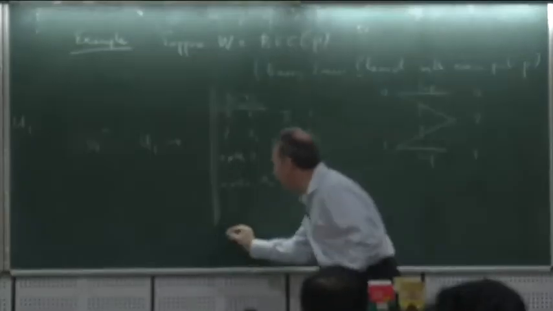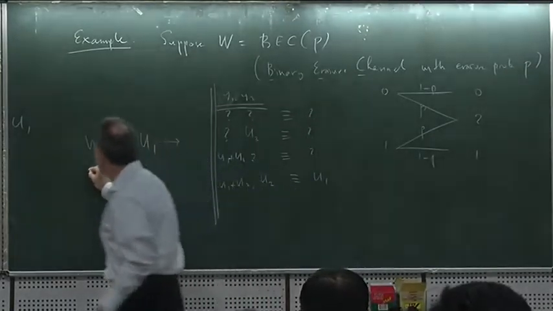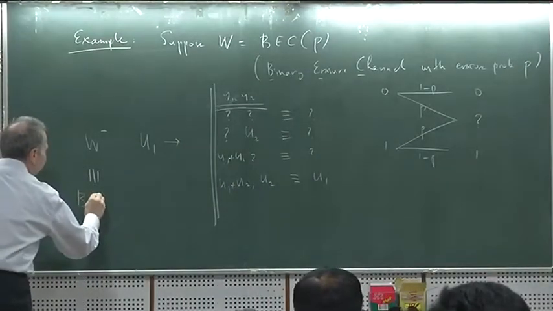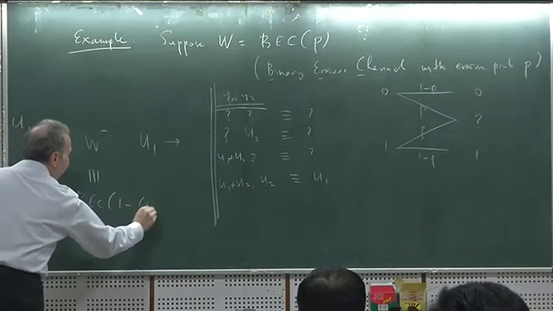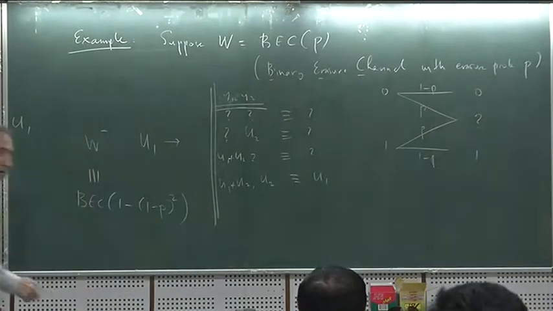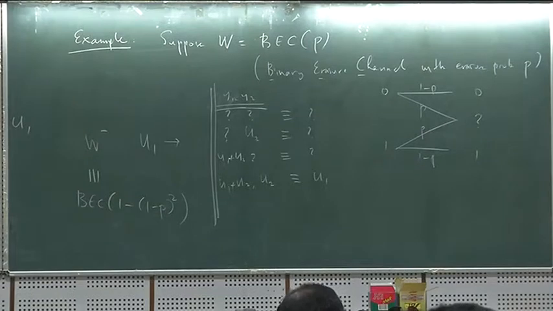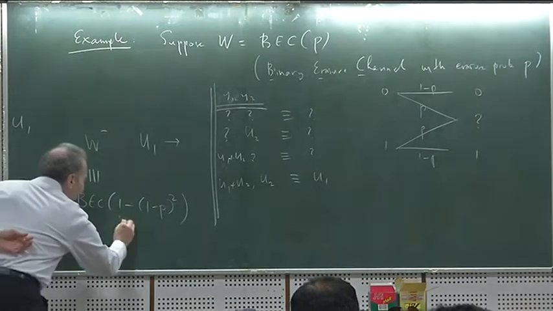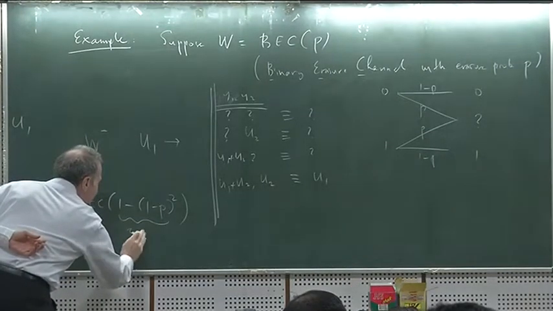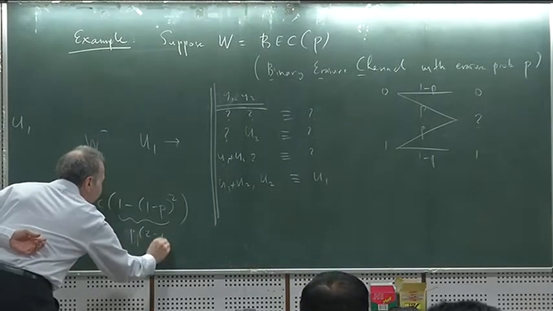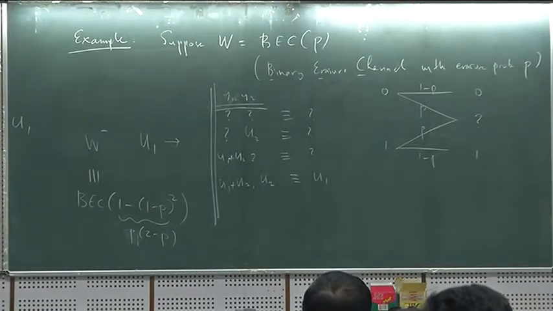So this is a BEC, so this W minus is equivalent to a BEC of erasure probability this. So for the channel to unerase, both channels need to unerase. So this is equal to 2p minus p squared. I think I did my math correct. I'm not sure. Somebody check.